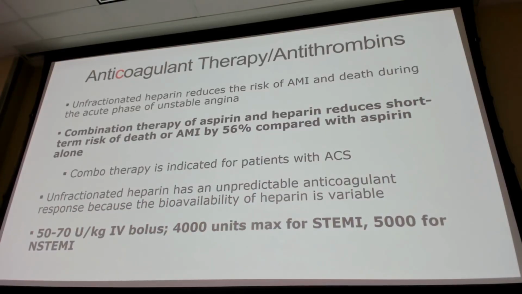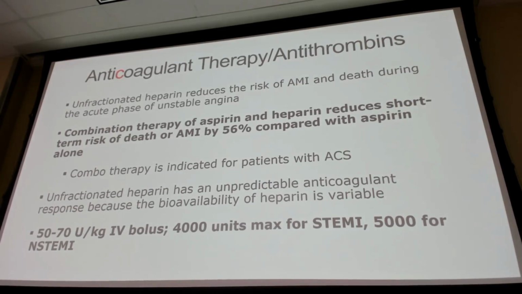Then our anticoagulant, unfractionated heparin, is probably going to be our most used one. It has been shown to reduce myocardial infarction and death during the acute phase. So we give that aspirin, we give the heparin, and then it decreases our risk of death or acute myocardial infarction compared with aspirin alone. Combo therapy is indicated for ACS.